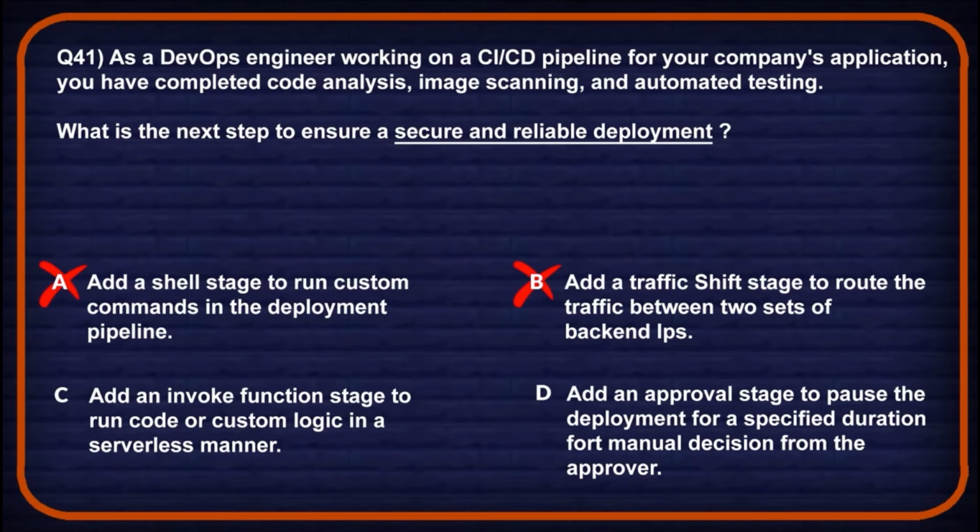Moving on to option number C. Add an invoke function stage to run code or custom logic in a serverless manner. Invoking a function runs custom logic but does not contribute to deployment approval or security validation. So option C again a wrong choice. Moving on to option number D. Add an approval stage to pause the deployment for a specified duration, awaiting a manual decision from the approvers. Approval stages introduce a manual checkpoint to ensure secure and authorized deployment before proceeding. So option D will be the correct one.